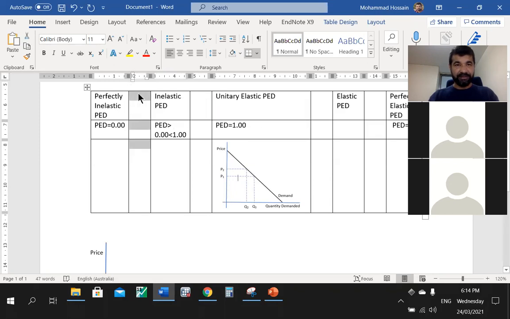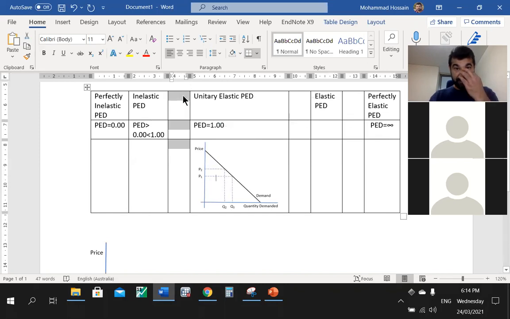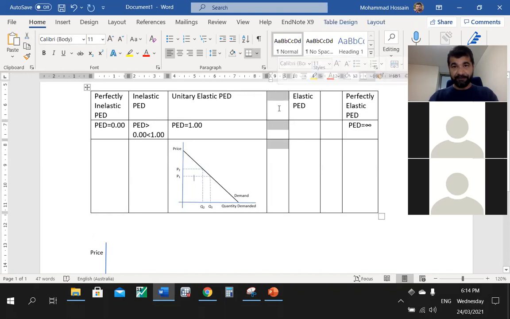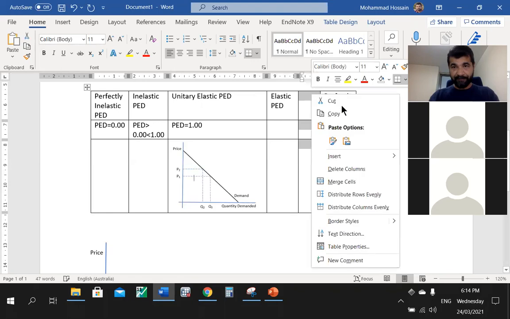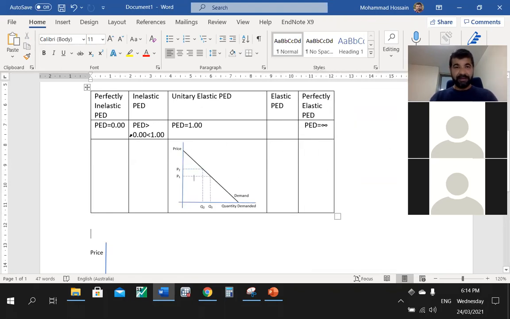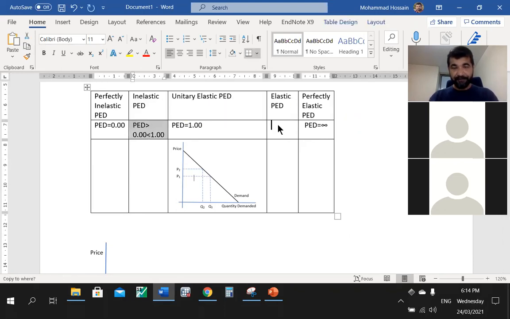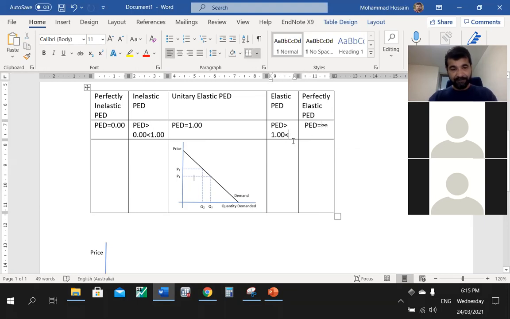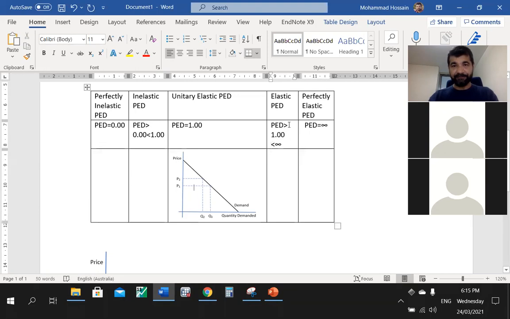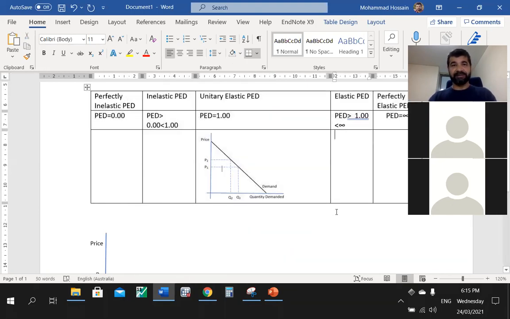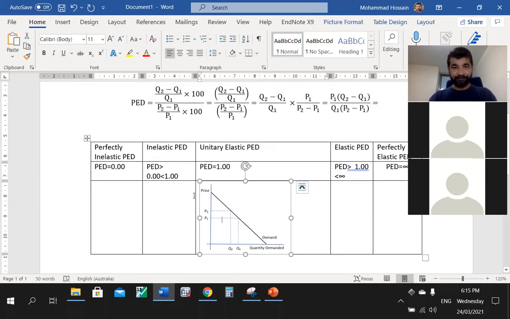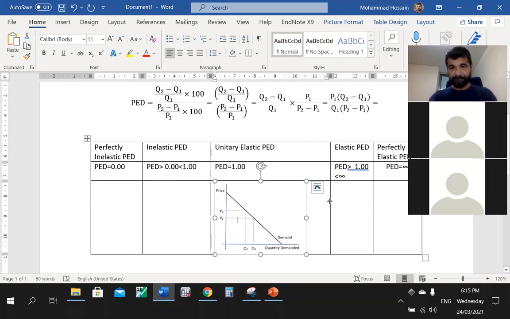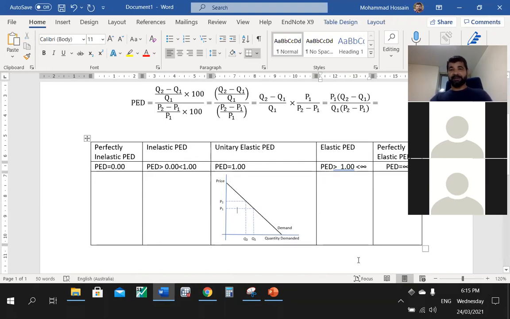And I don't think I need this column anymore, because you can understand now where they're coming from. I don't need that line anymore. Okay, so you can see it now. And in this other case, the last one, PED should be greater than 1, but less than infinity. Now you can see it in a better way. Yes. Now I hope it makes sense.